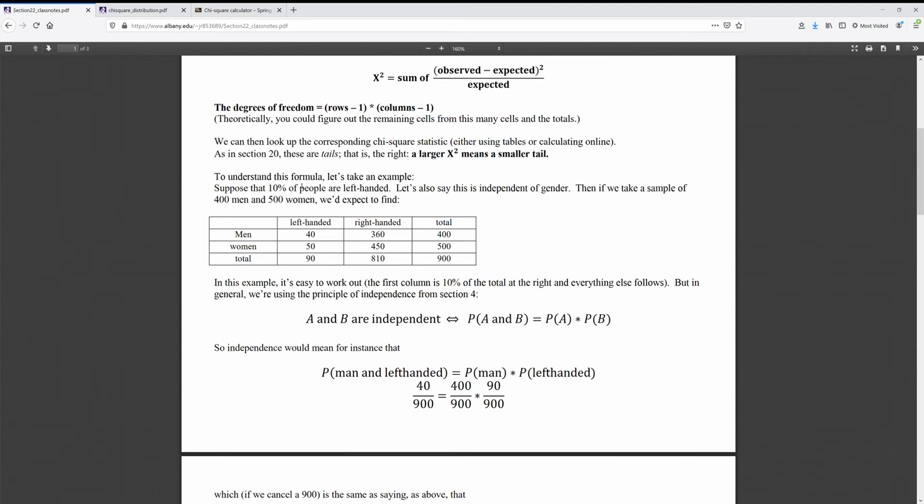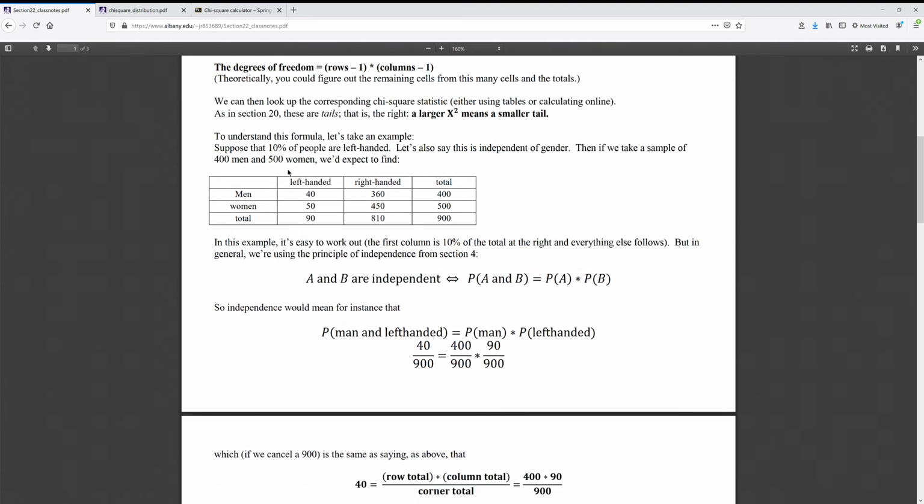To understand this formula, let's take an example. Suppose 10% of people are left-handed, and suppose, let's say, that this is independent of gender. So pretty much exactly what I was saying before, only I've done a less intuitive count here. So we look at 900 people. For the sake of argument, whether you are male or female has nothing to do with whether you are right-handed or left-handed.